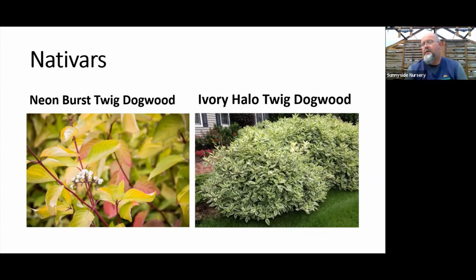But this is a plant I would just add for the variegation. It's the same as red twig dogwood, but now instead of more green in my landscape, I've added the variegated, the silver white with the green center, and I've got a really attractive plant during the spring and summer months as well.